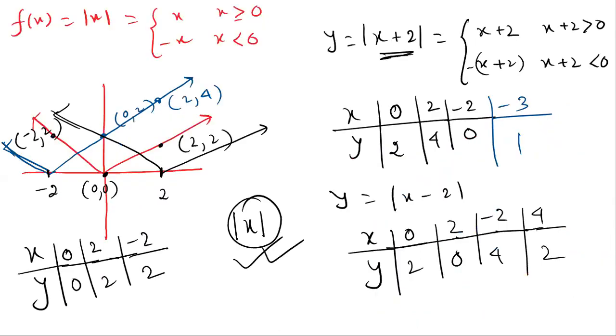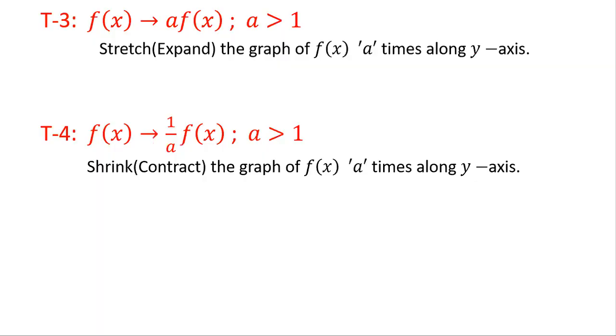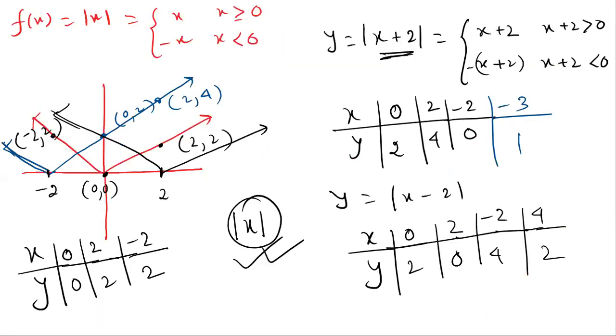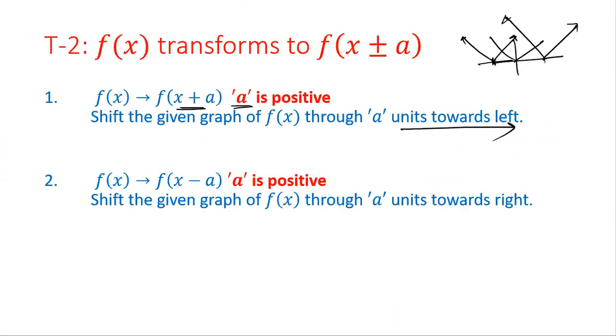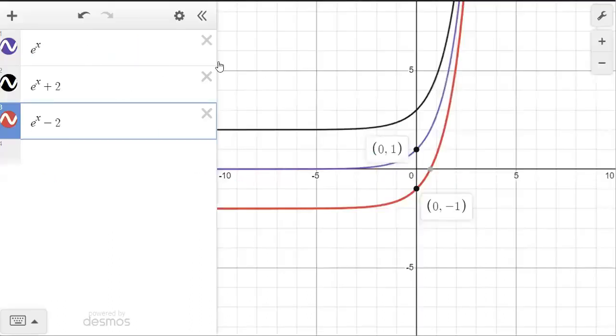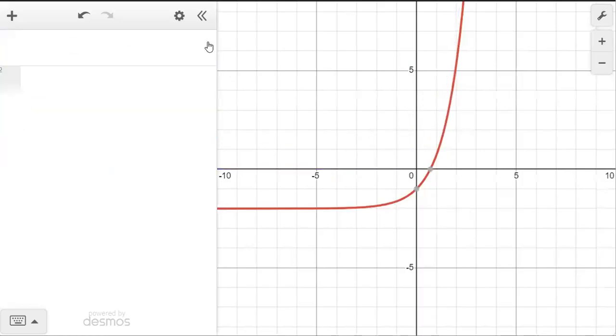Same here. Let me go to the next transformation, that is A. Now, I will show you some other example of this transformation too, that is f of x plus a or f of x minus a. We'll see the changes for the same graph. I'm considering, we have seen the graph of mod.